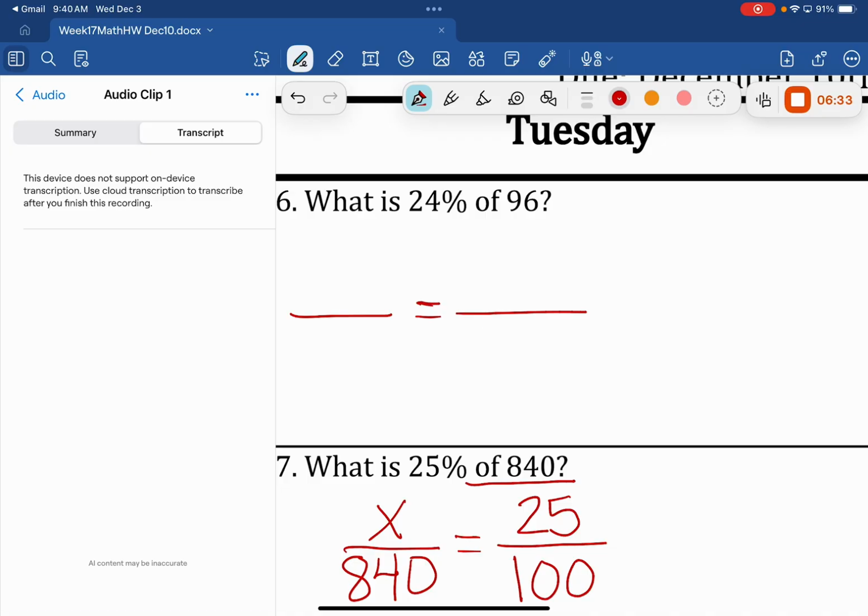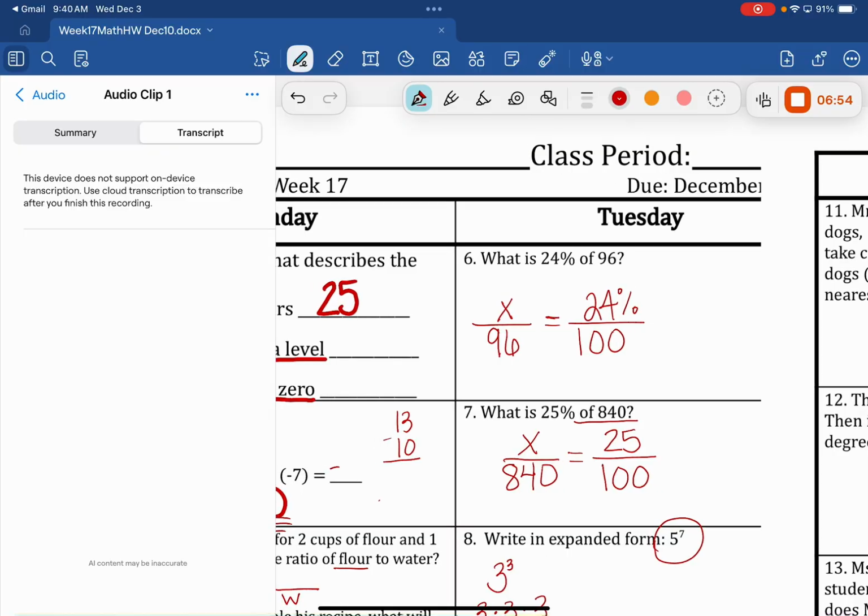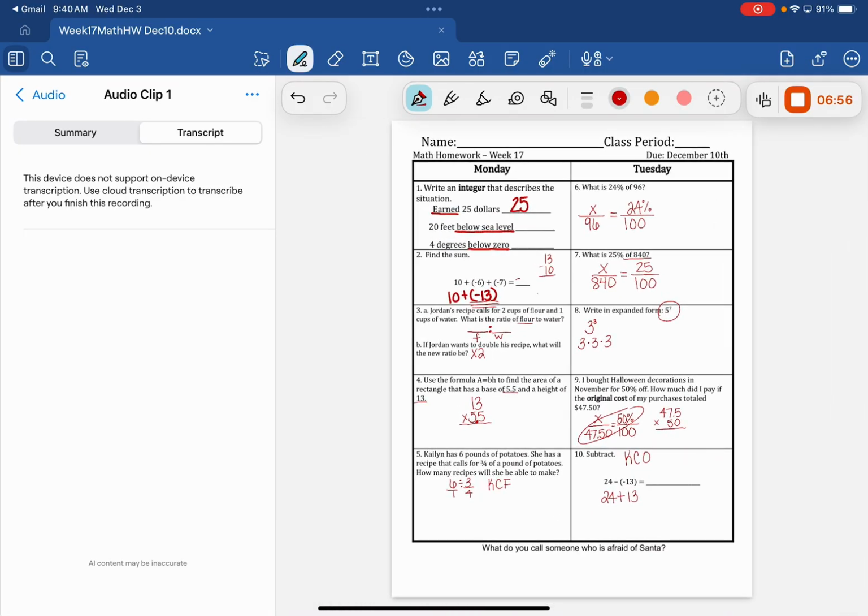Same concept here. Let's throw the 100 down. What is 24%? Percent always goes over 100. Of 96, that's the whole, and the part is missing again. All right, let's flip this guy over.